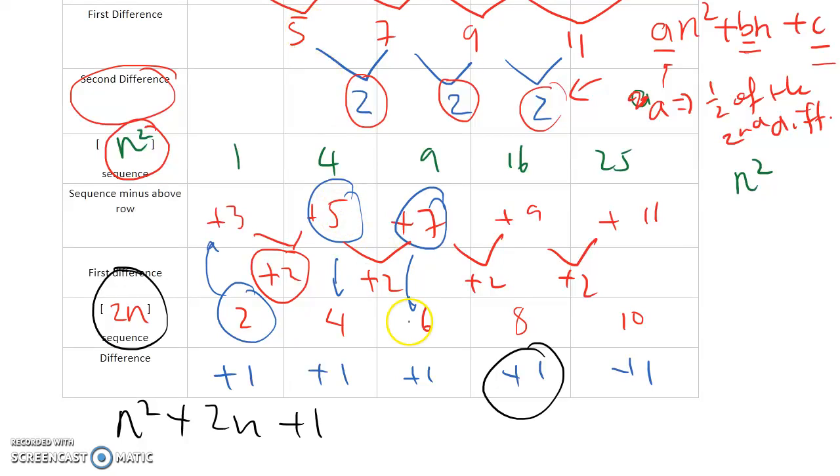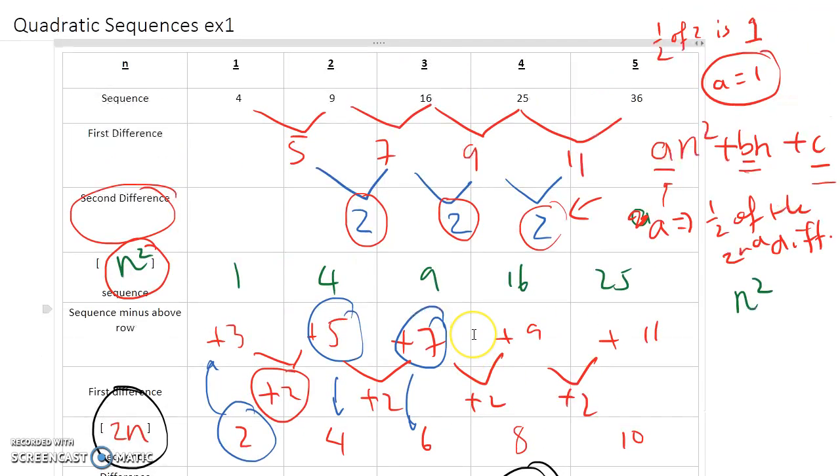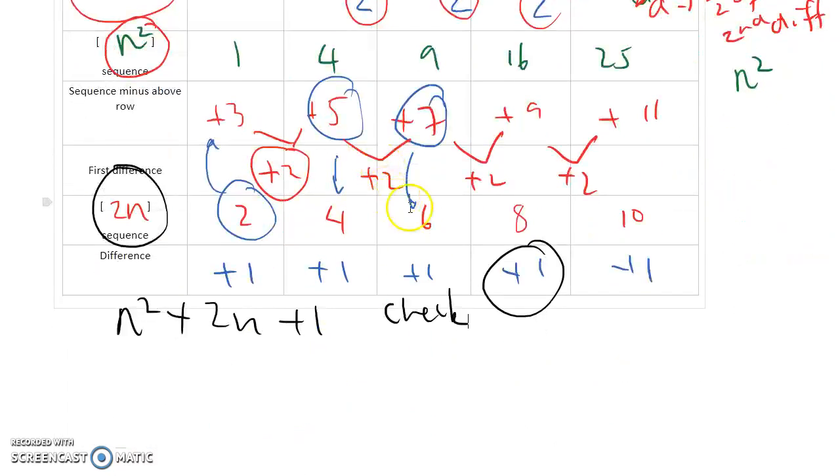So we will go through another example in another video. However, that should tie off this. Now, like all good habits, we should check. Let's check, for example, n equals 2. If this is the right formula, n equals 2 should give us 9. So check.